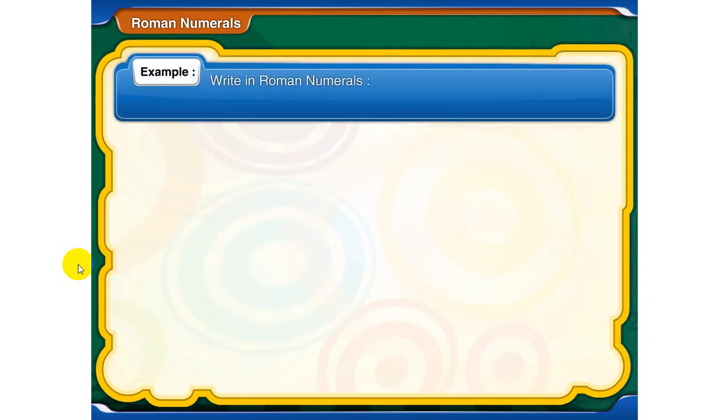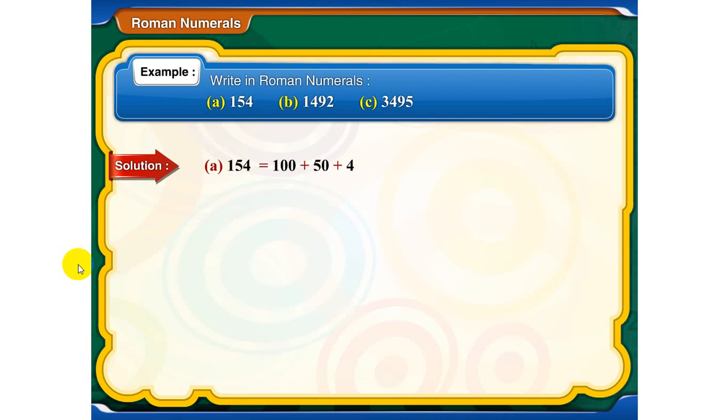Example: write in Roman numerals A 154, B 1492, C 3495. Solution: A 154. 154 is equal to 100 plus 50 plus 4, which is equal to C plus L plus IV, which is equal to CLIV.